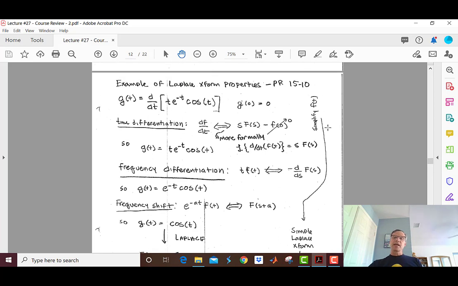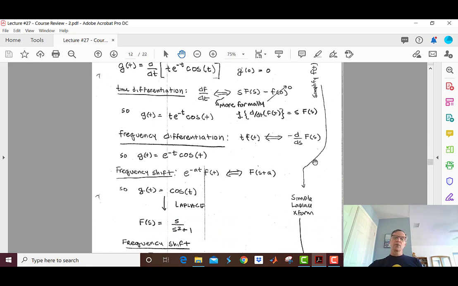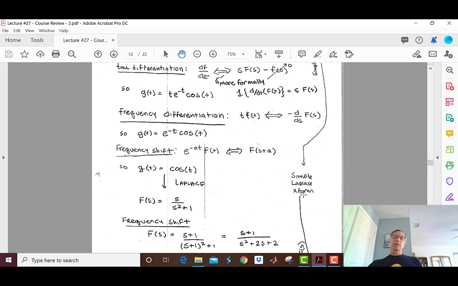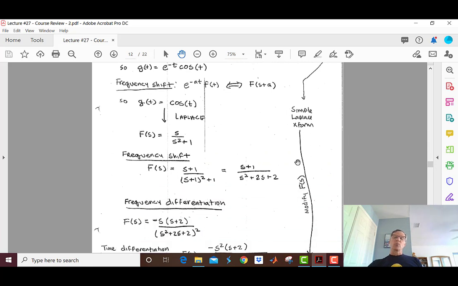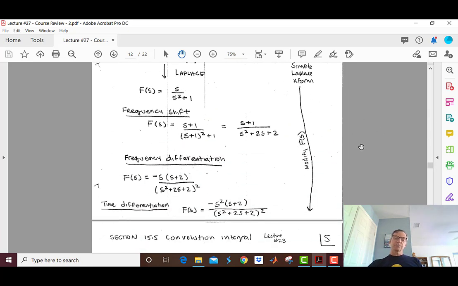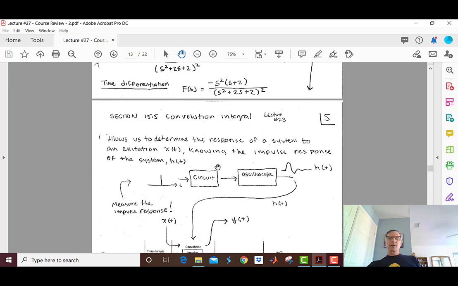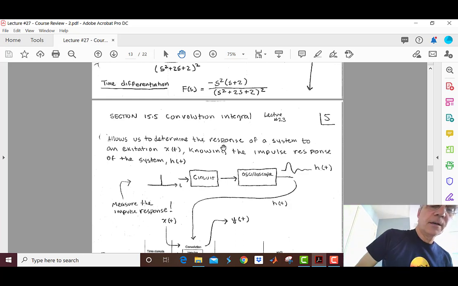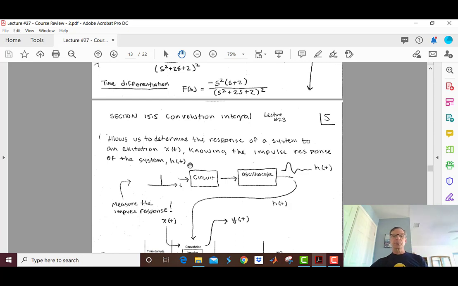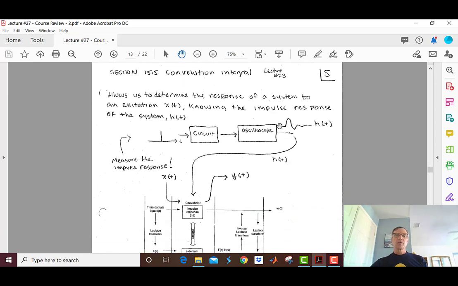We simplified f of t, follow my arrow. We took a simple Laplace transform, and then we modified f of s. Let's now look at the convolution integral. So what it does is it allows us to determine the response of a system to an excitation x of t, knowing the impulse response of the system. And of course, wow, that's a lot of words.